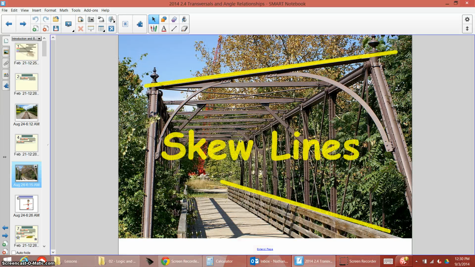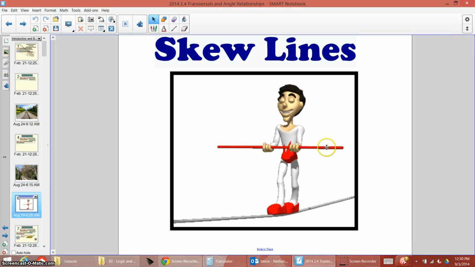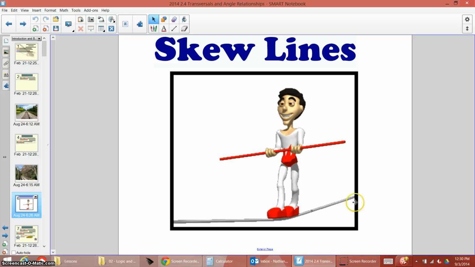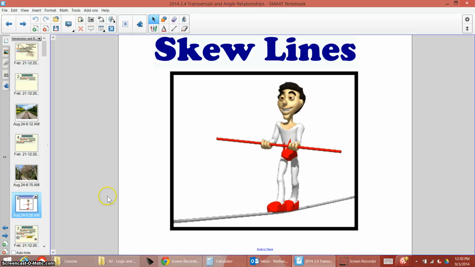Here's a great example of skew lines. Notice the yellow part right here? They're not in the same plane. One's going this way and one's going this way. They still never touch, but they're not in the same plane. Here's another great example of skew lines. This pole right here and the wire never touch each other, but they're not necessarily parallel because they're in different planes.